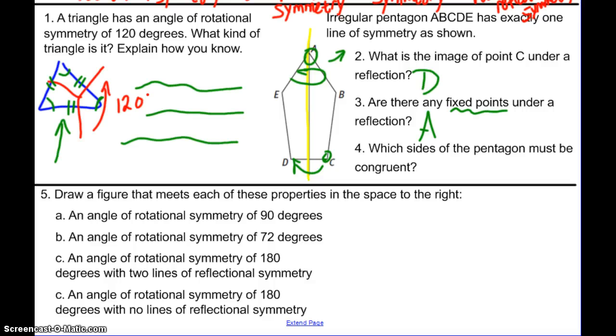Which sides of the pentagon must be congruent? Well, let's think. If this pentagon maps to itself, it reflects into the same shape, that must mean that this side is congruent to this side, and that this side is congruent to this side. Because if that's the line of symmetry, then those have to be the same. So I would say that segment ED is congruent to segment BC. I'm sorry, these are both segments. And that segment EA is congruent to segment AB. Okay, and that's all because the segments on both sides have to be congruent because they are a reflection of each other.